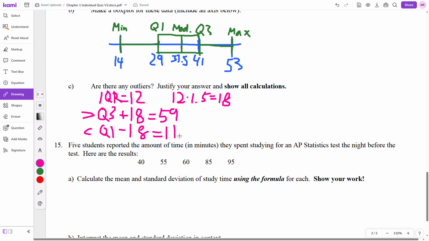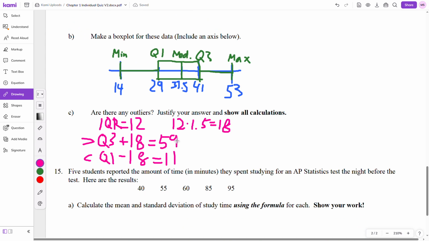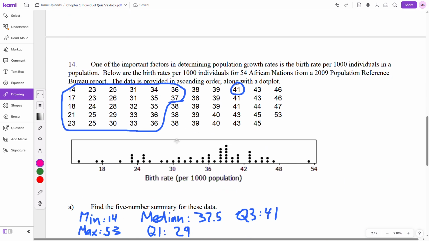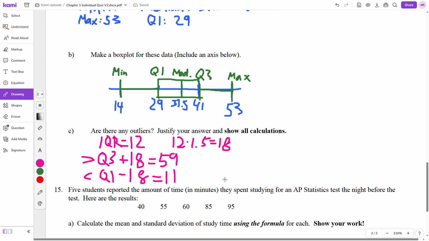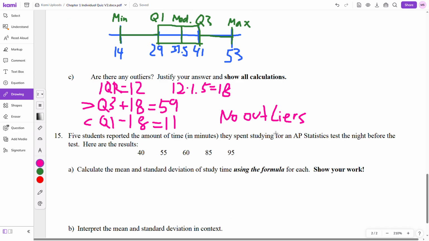But there are no numbers less than 11, and there are no numbers greater than 59. If you look back at the list, there are no outliers. So we're just going to say no outliers. And that concludes that problem. It looked really hard, especially because it was all those numbers. But, you know, it wasn't that hard.